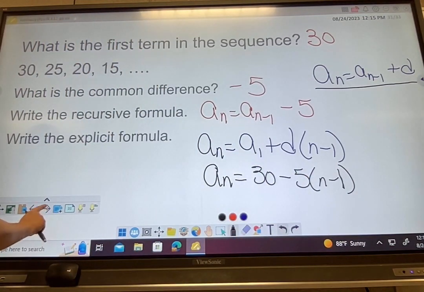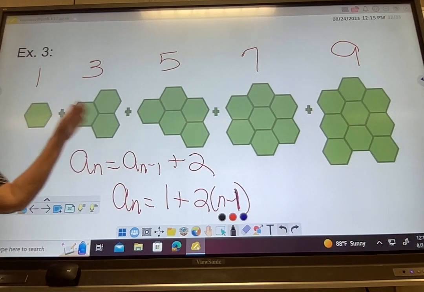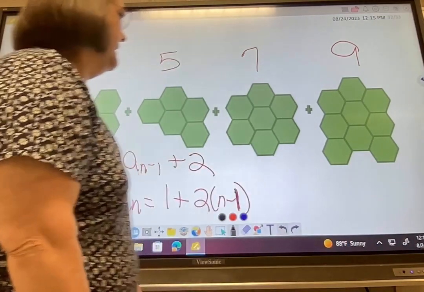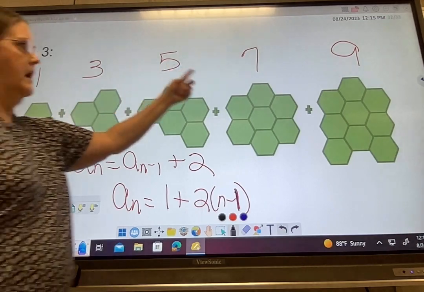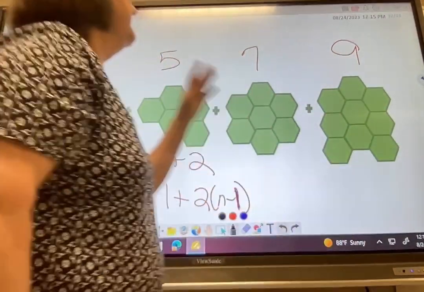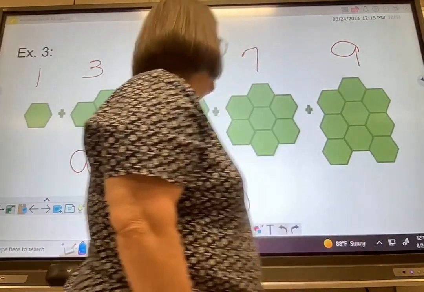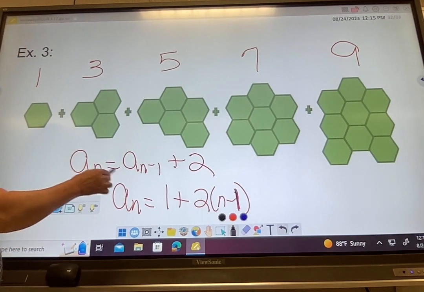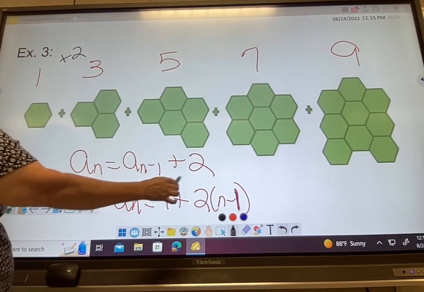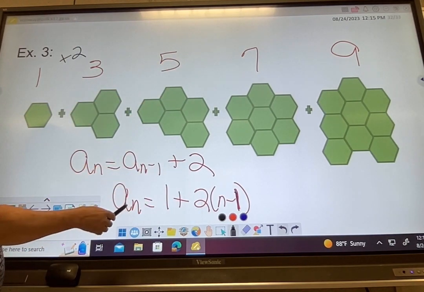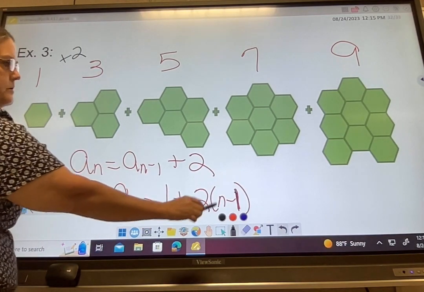That's it. Okay. Now, if instead of a series of numbers I have a series of pictures like this, I just count how many shapes are in each one. So this is 1, 3, 5, 7, 9. This is term 1, term 2, term 3, term 4, term 5. And then to write the recursive formula, a sub n equals a sub n minus 1, and I'm adding 2 each time, plus 2. To do my explicit formula, a sub n equals, my first term is 1 plus 2 times n minus 1.